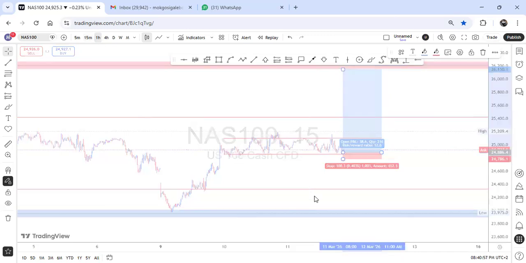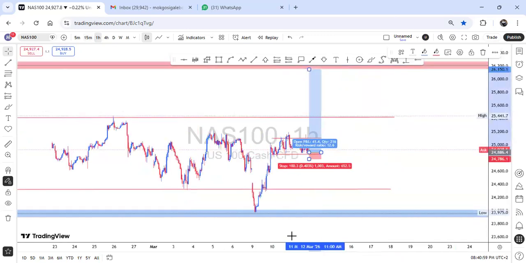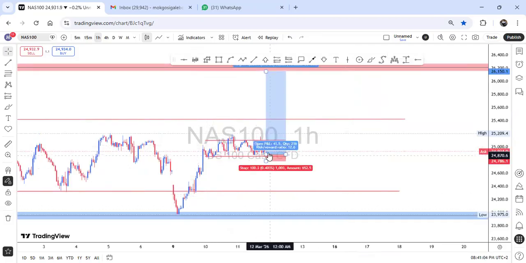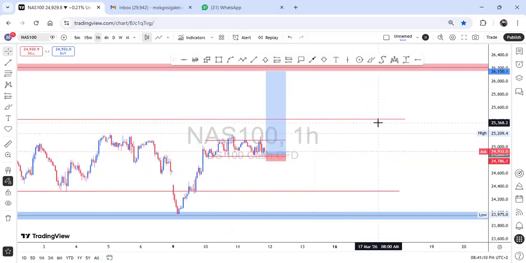Let's go back to H1. I think it's clear, which is the impulsive and corrective and impulsive. What can you add on your side? No, it's clear on my side. Okay.